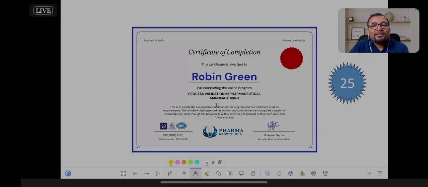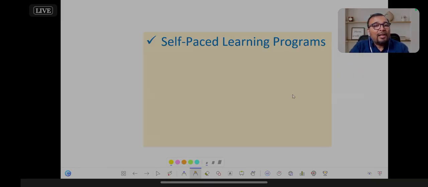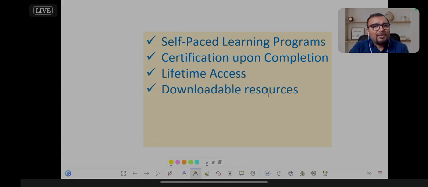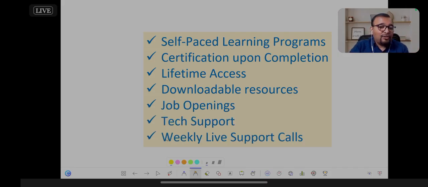So how does this program work? All these are self-learning, self-paced programs. There are 25 programs where you get certifications. You will get lifetime access for all these 31 programs. There are some downloadable resources like template formats. You can download them. You will be able to join our job openings group. You can join the technical support team, and very interesting, you can join our weekly live support call.